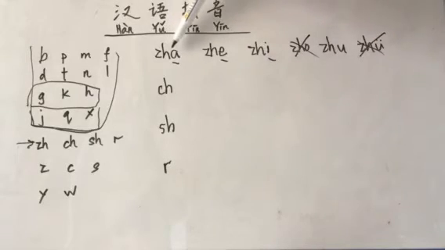So, 知, zha, and 4 tones. 扎, 扎, 扎, 扎. 知, zhe, 这. 知, i, 止, 治. 知, u, 猪, 竹, 主, 柱.